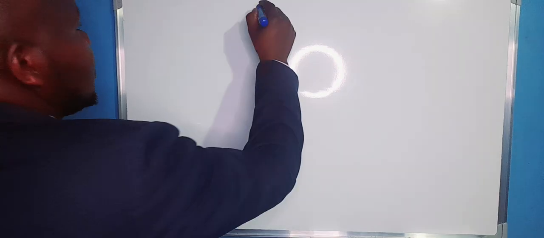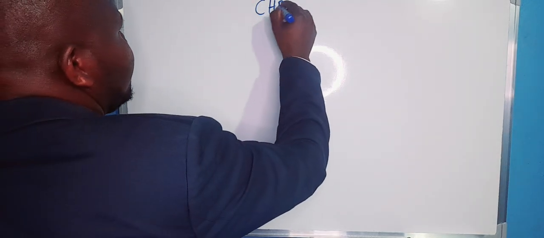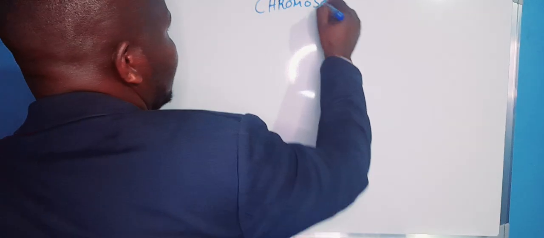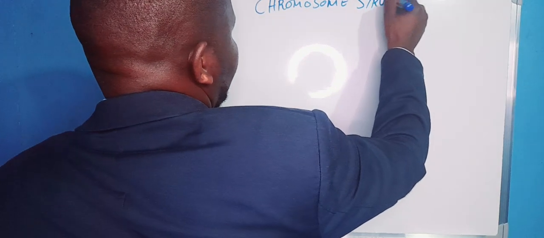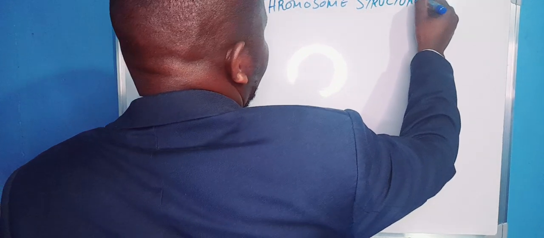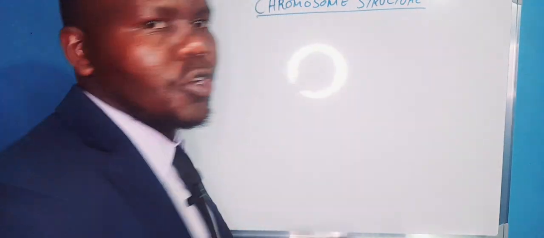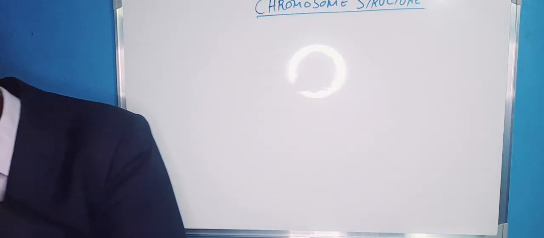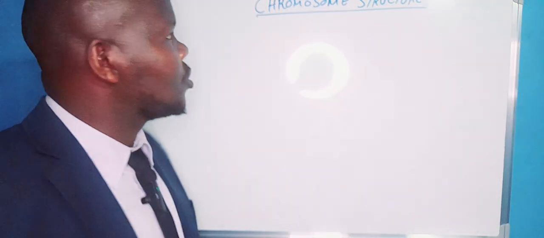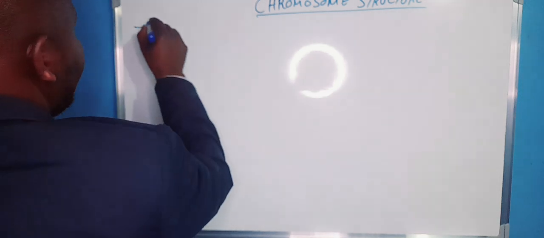Today we'll understand about the chromosome structure. And on this chromosome structure, we will focus on the chromosomes of the human being. So we are saying we are focusing on what? Chromosomes of the humans. So in human being, we have how many chromosomes?